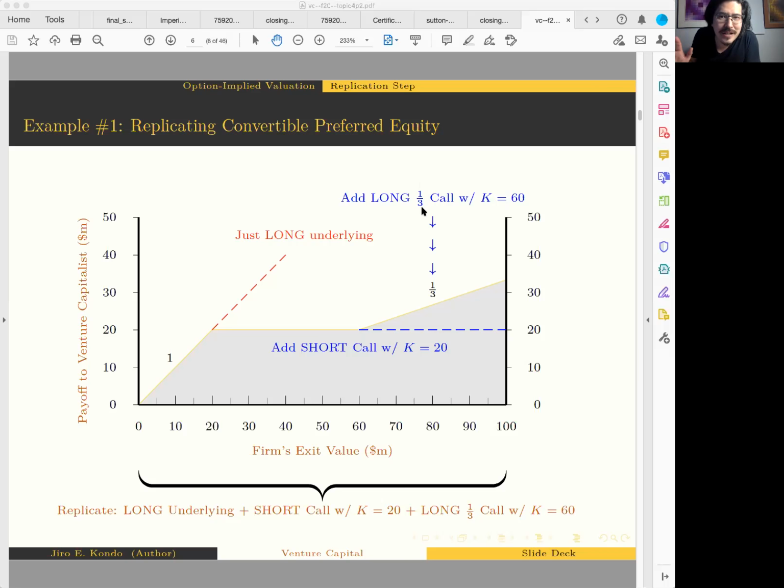Exactly. I mean, that's all it is. That literally is the process. You just figure out where your break points are, 20 and 60. You pick the right strike price on your option. How do you figure out the quantities you hold? You just look at the magnitude of the change in slope. The slope goes up from 0 to 1/3. You need to buy 1/3 of a call option on the whole company with a strike price of 60 because the change in slope is happening at 60.